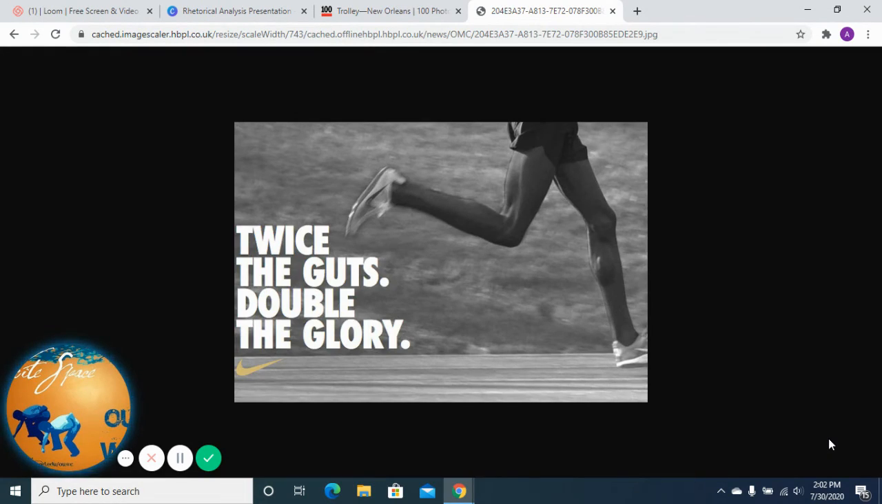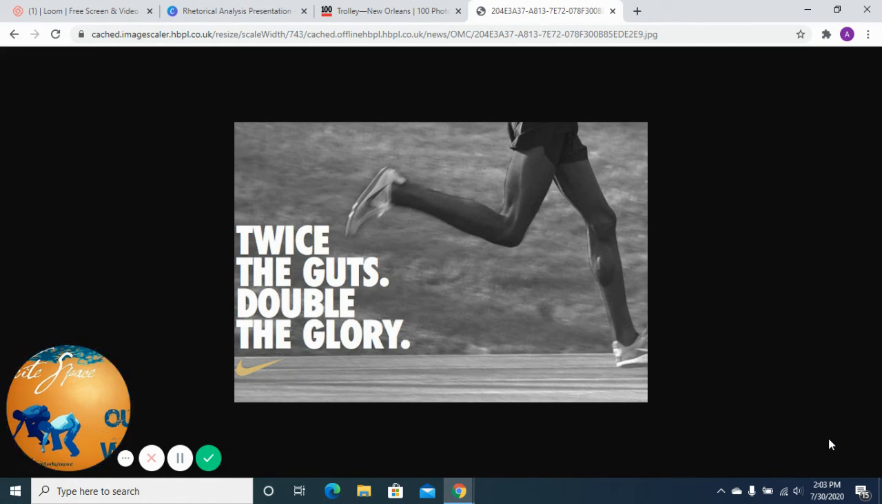Now what we're going to look at next is an advertisement by Nike, as you can see here by their symbol and the symbol on the shoes. So again, what stands out to you? Make note. So we have text, we have a runner, we have the symbol, and let's break it down a little. So what about the athlete? The athlete is an African American male. He's very muscular. It looks like he's running fast in a race.